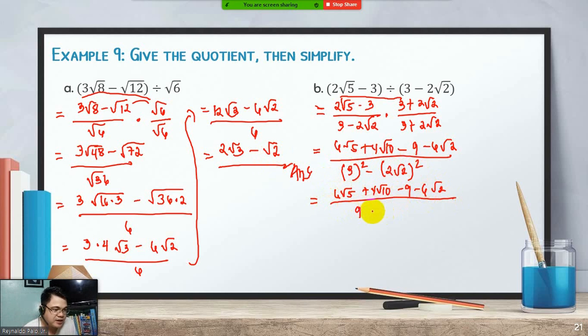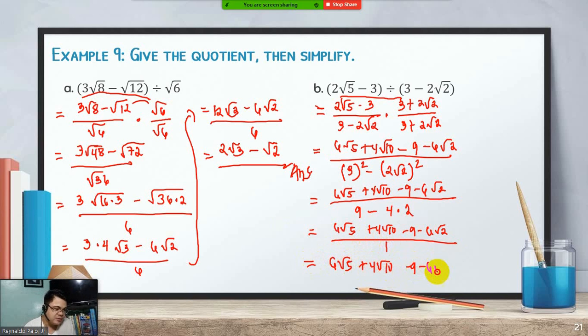3 squared is 9, and then minus 2 squared is 4 times the square root of 2 squared, which is 2. Then we have 6 square root of 5 plus 4 square root of 10 minus 9 minus 6 square root of 2 over 9 minus 4 times 2, or 9 minus 8, which is just simply 1. Therefore, our final answer here is 6 square root of 5 plus 4 square root of 10 minus 9 minus 6 square root of 2. This will serve as my final answer.